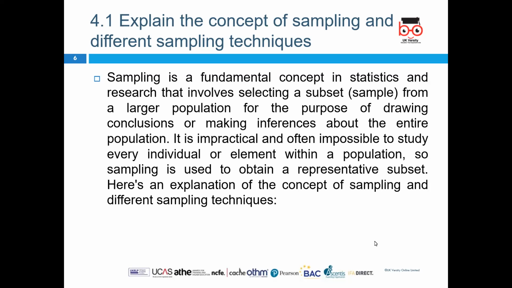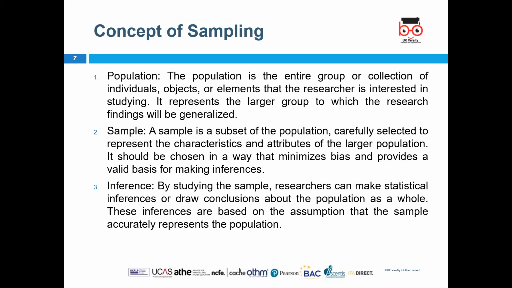So now we look into the concept of sampling and different sampling techniques. So the first main concept in sampling is the population, of course. So the population is the entire group of participants. For example, if you want to collect a sample from a country such as the UK, the population which is greater than 18 years of age will comprise everyone who is more than 18 years of age. So it represents the larger group to which the research findings will be generalized.